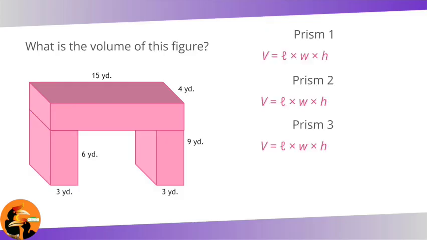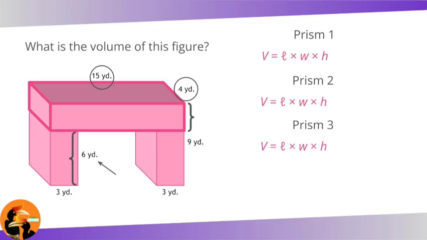So, we have 3 volumes to find. We'll need to spot the length, width, and height for each prism. Let's look at the first prism. The length is 15, the width is 4, and the height is, what is the height of this prism? The height isn't labeled, so we'll have to find it another way.